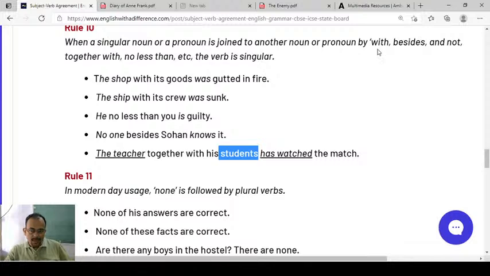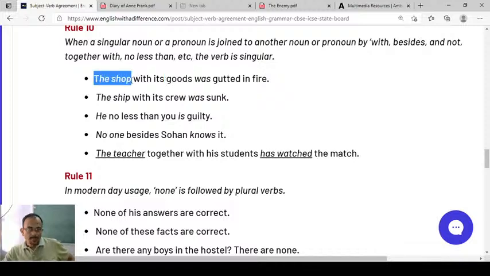So when a singular noun or a pronoun is joined to another noun or pronoun by with, ये आपको याद रखना है. देखो with, नहीं तो besides, नहीं तो and not, together with, no less than, then your verb is always singular. Always remember, then your verb is always singular. Like for example, the shop with its goods. So the verb is not agreeing with goods, but the verb is agreeing with the shop.